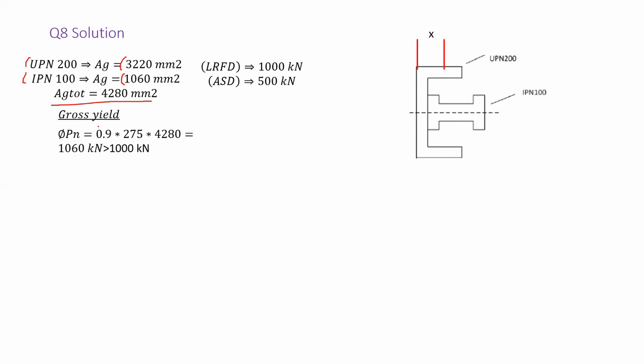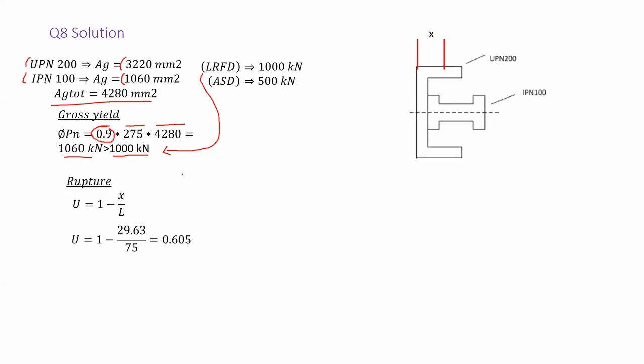So basically, according to LRFD, you multiply 0.9 by the yield, by the total gross area for the built-up section. And it seems like the capacity is 1060 kilonewtons, and it is bigger than 1000 kilonewtons according to the LRFD load combination. So you do not compare it with ASD, since you multiply by 0.9 here. So this is fine according to LRFD. Now I want to consider the rupture.